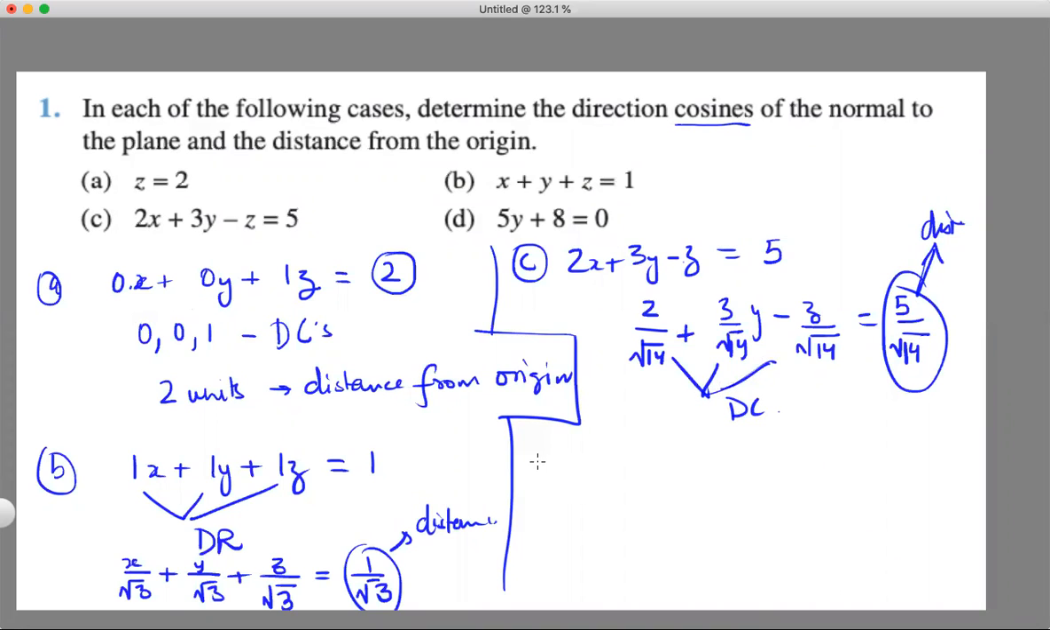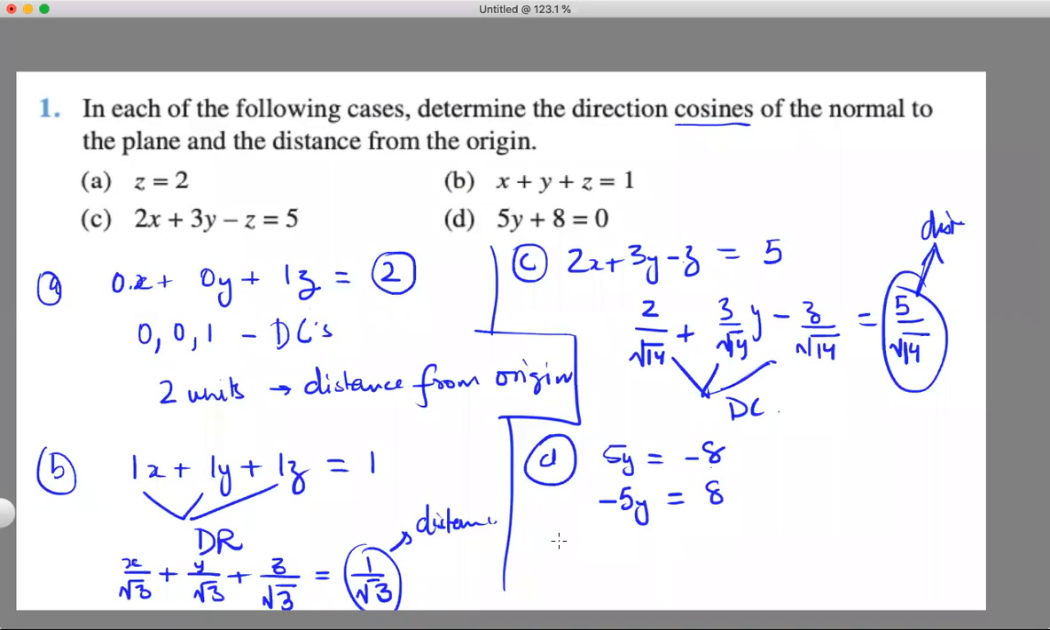Okay. Now let's do the last one. 5y plus 8 is equal to 0. Right? We have to get it in this form. So what will we do? We can write it as 5y is equal to minus 8. But this number cannot be negative, because it is a distance. Distance has to be positive. So first of all, let's multiply it by minus 1. So we will get minus 5y is equal to 8.